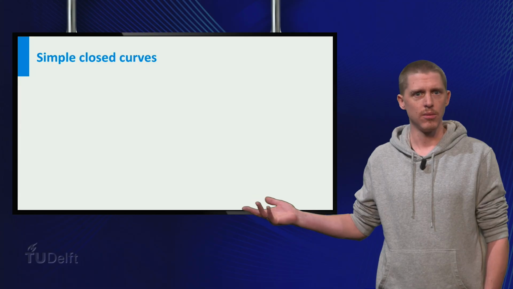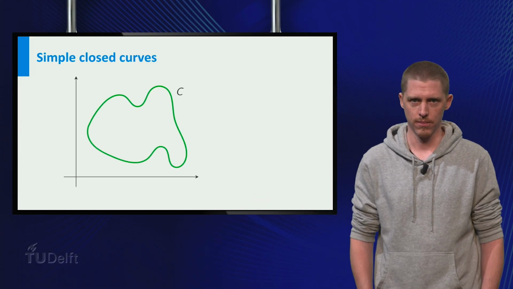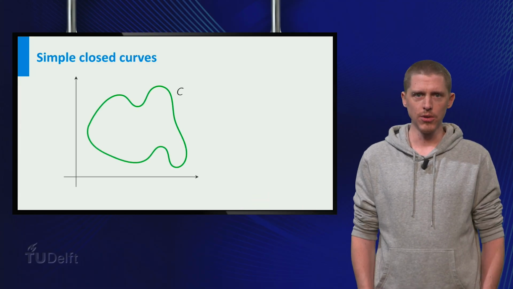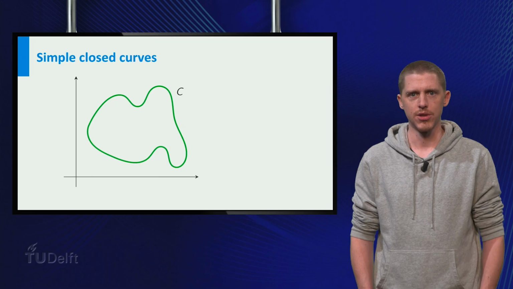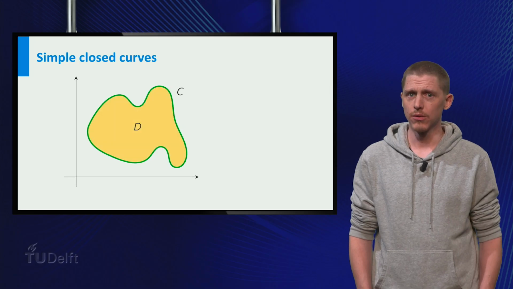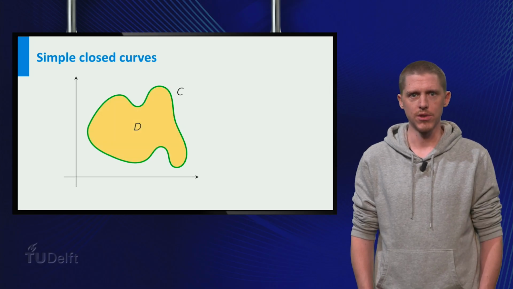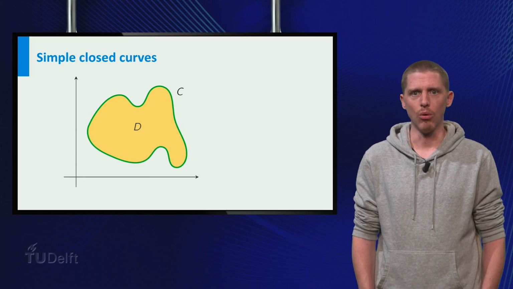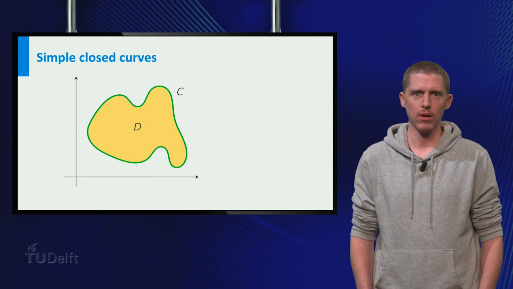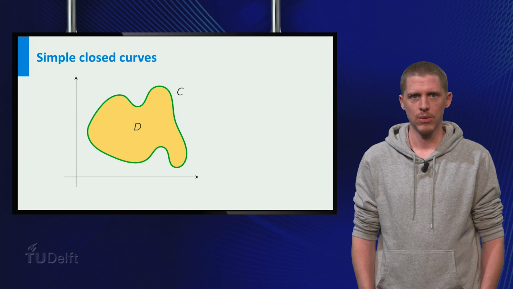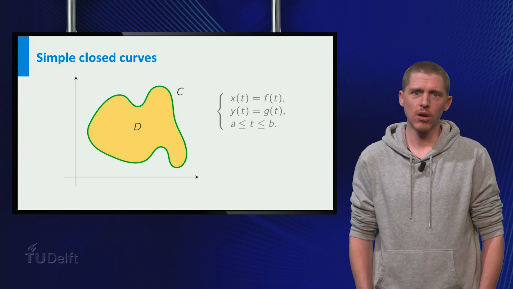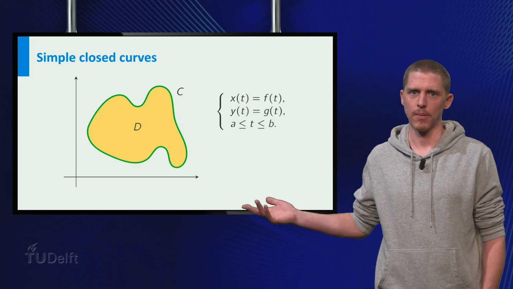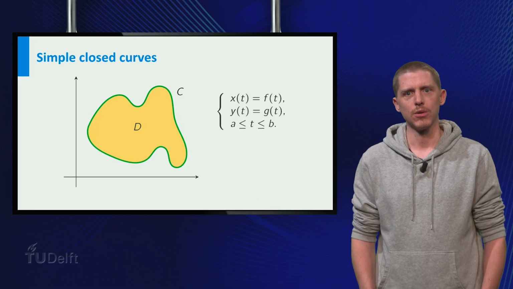Consider this planar simple closed curve. We denote a closed curve in the plane by the letter C. The plane region inside of the closed curve C is called D. The plane region D consists of all points inside and on the closed curve C. We will also need the parametric equations of a closed curve, which are in general of this form. Now we have the things we need.